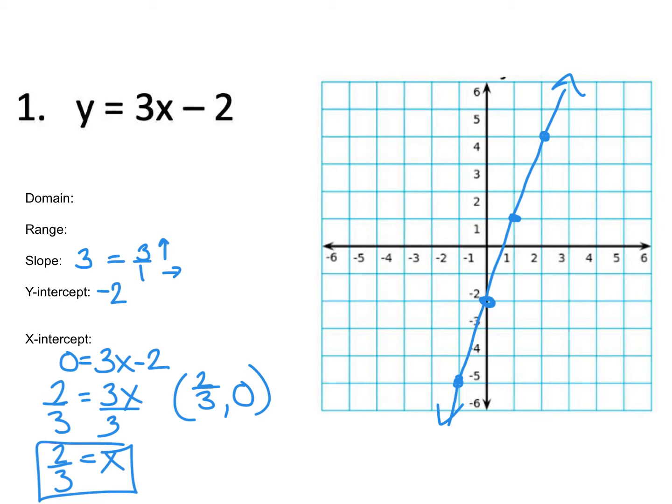Okay, the domain. Well, for all linear functions, the domain would be all real numbers, because this graph would go forever to the left. It keeps moving left and it keeps moving to the right. So, using the symbol for all real numbers. Similarly, the range, it goes forever down and forever up, so the range is also all real numbers.